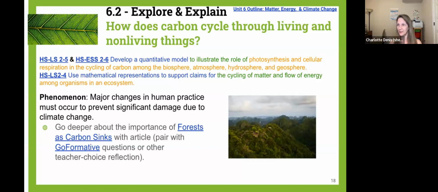Carbon sinks are not always a topic that's covered. I don't remember learning about carbon sinks. Maybe in the 80s and 90s, we weren't so worried about it. So this is an article from, I think, OFRI or another Oregon forest organization. And there are just a few questions that are in the INB, or there's also a Go Formative option. That's a relatively quick one.